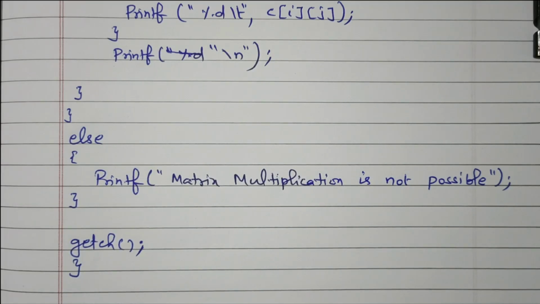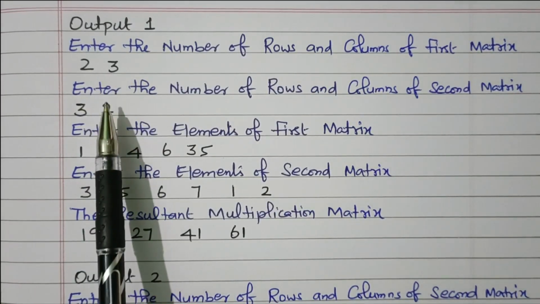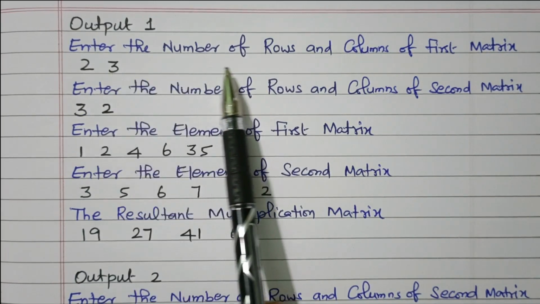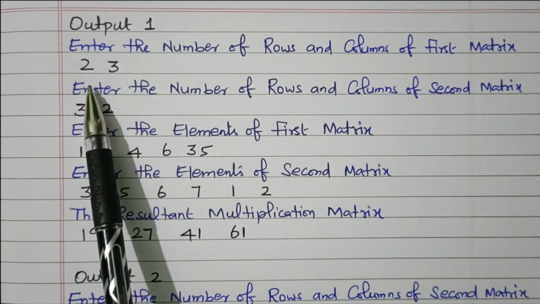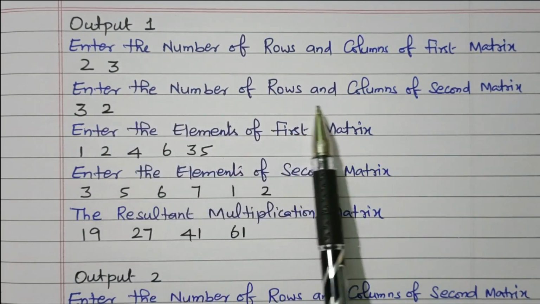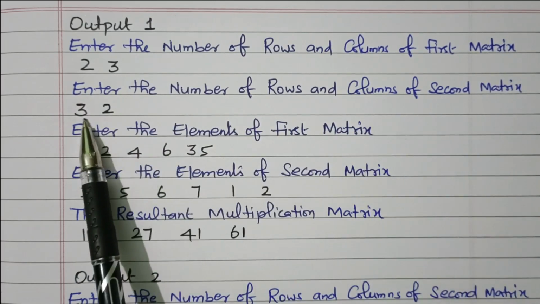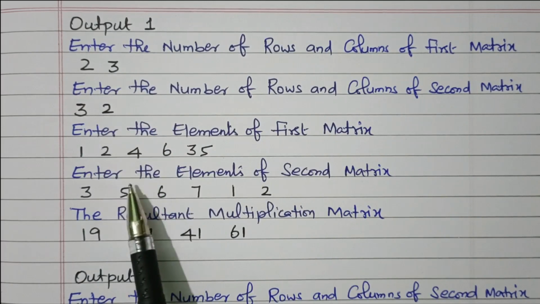There are two cases of output available. One is matrix multiplication possible, another one not possible. We'll see both the outputs. So the first output is the possible case, matrix multiplication possible. Enter the number of rows and columns of first matrix: 2 into 3. What we discussed in the example, the same size, 2 into 3. Enter the number of rows and columns of second matrix, 3 into 2. These two are equal, so we'll get a 2 cross 2 matrix as the resultant.